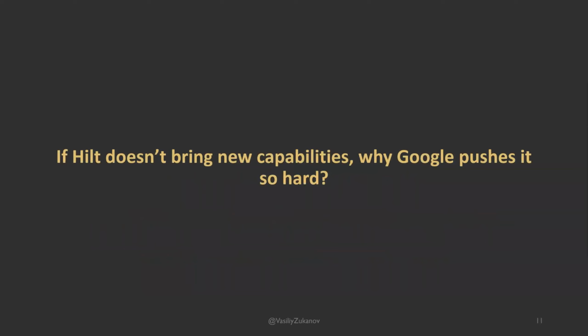And lastly, I know that we are about to finish, but lastly, if Hilt doesn't bring anything new, and it indeed doesn't bring anything new, there's a lot of magic, view model stuff, all that, but nothing fundamentally different with Hilt. So why does Google push it so hard?